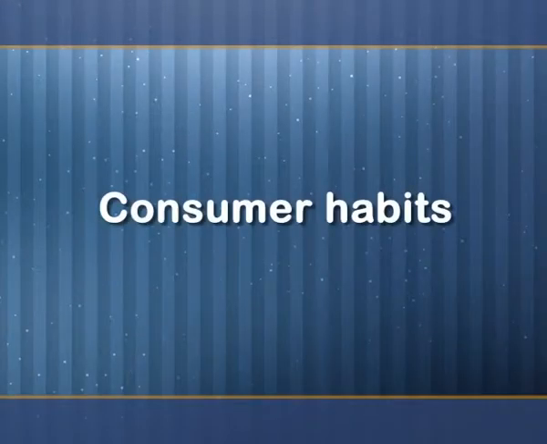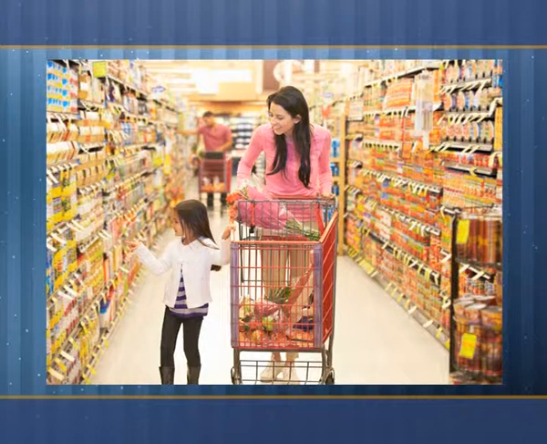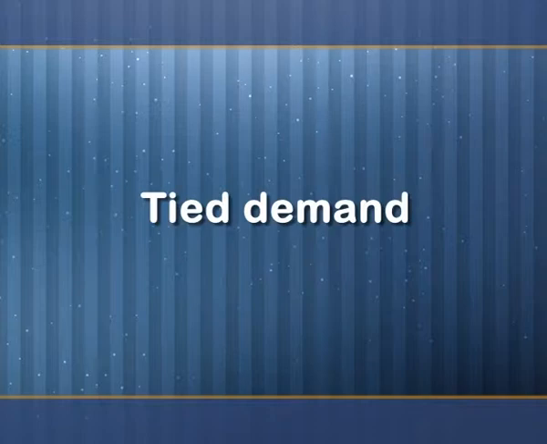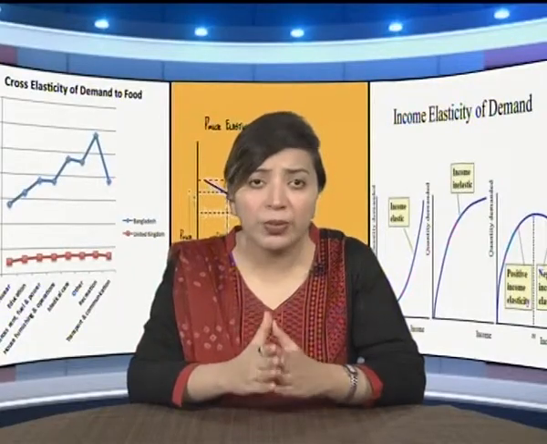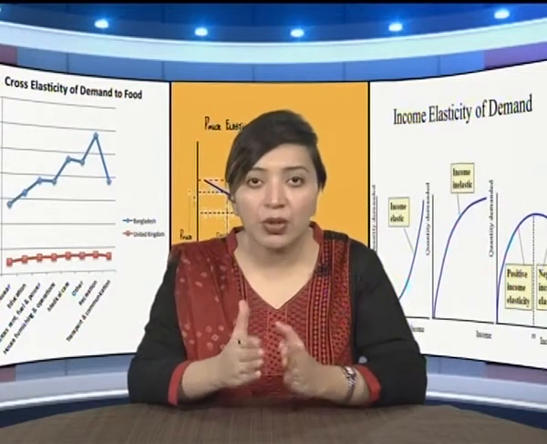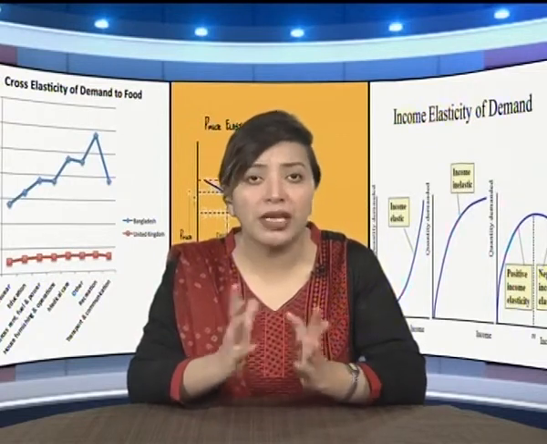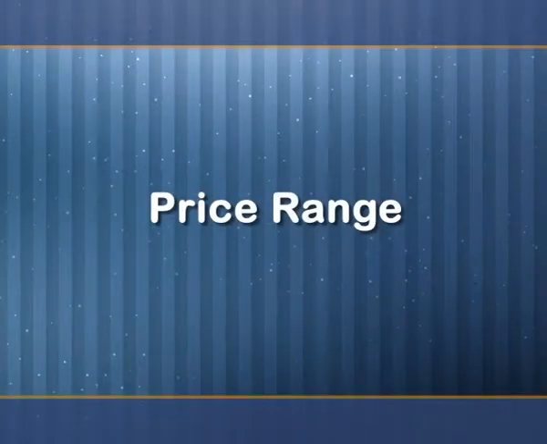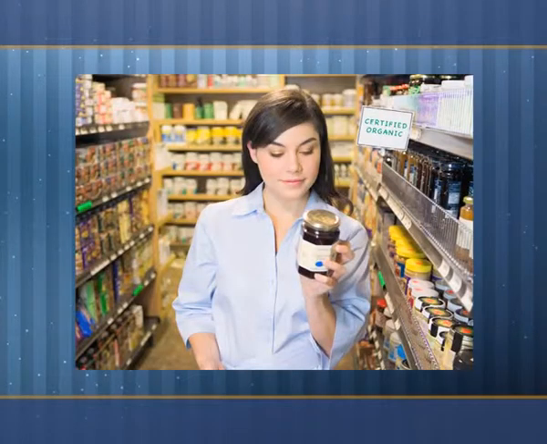Next is consumer habits. If a consumer is a habitual consumer of a commodity, no matter how much its price changes, the demand for the commodity will be inelastic. Next is tied demand. The demand for those goods which are tied to others is normally inelastic as against those whose demand is of autonomous nature. Price range. Goods which are in a very high price range or in a very low price range have inelastic demand, but those in the middle range have elastic demand.